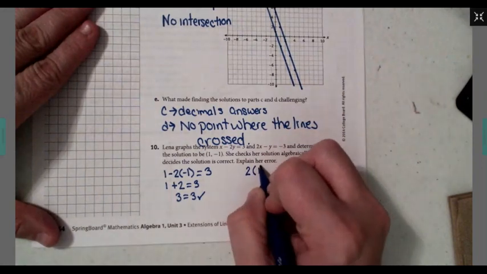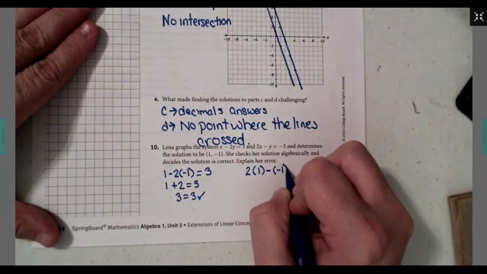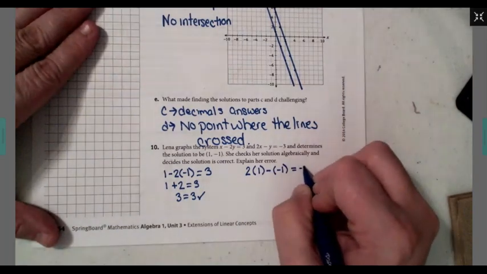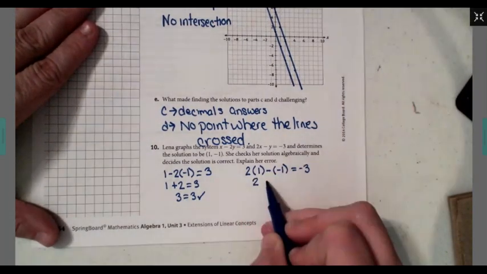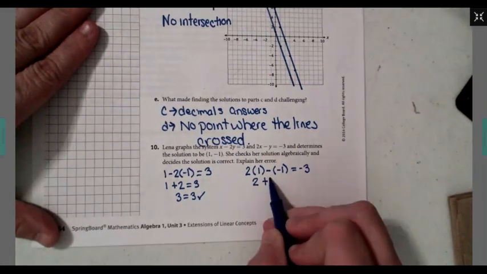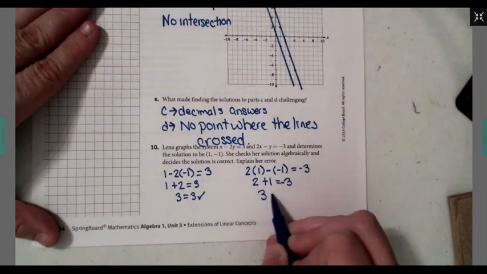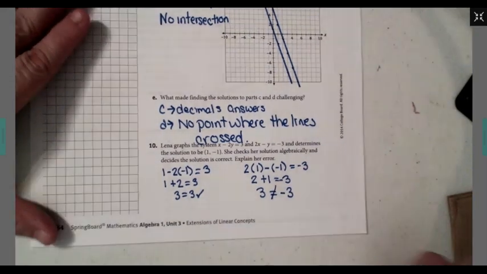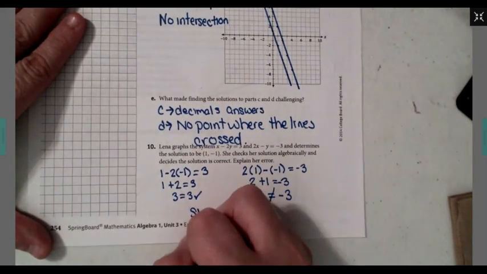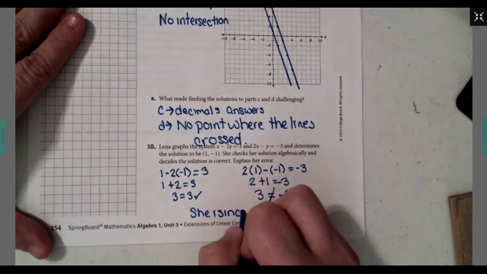2 times 1 minus -1 equals -3. 2 times 1 is 2. Plus 1, because of the double negative there. 3 does not equal -3. She is incorrect.